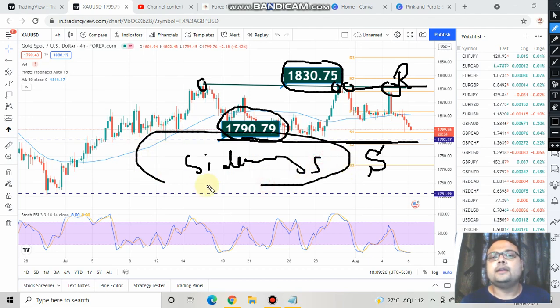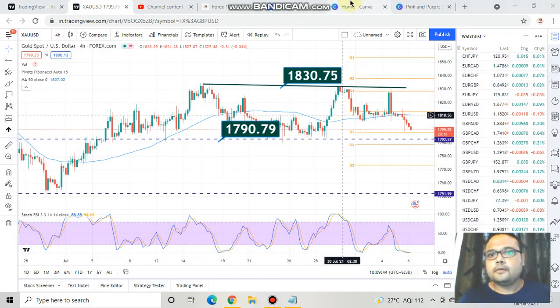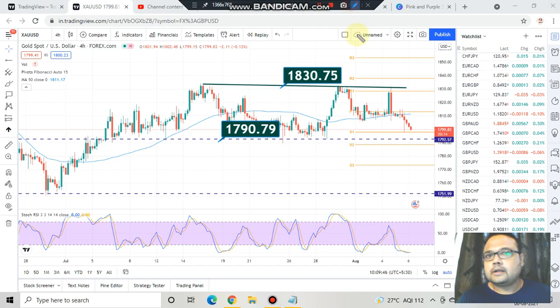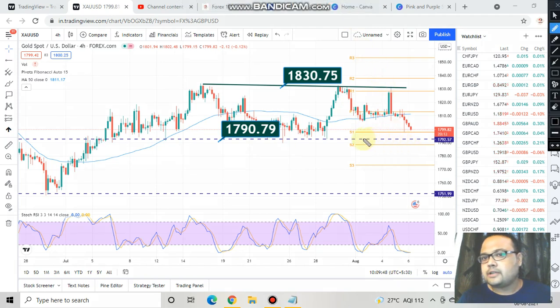Generally, in a sideways market, we get a buying opportunity if the market bounces from the support, and on the other hand, we can short the market if the market reverses from the resistance. That is the basic trading strategy for a sideways market. So, considering the basic strategy, if the market comes down to the 1790 level, and if the market reverses from this particular level, you can easily go for a buy.